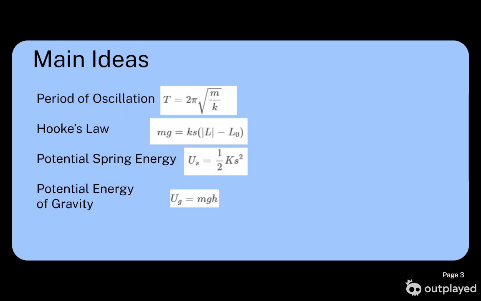to create a model of oscillation. Main ideas: we have the period of oscillation, which is given by 2 pi square root of mass over k. We have Hooke's law, which is mg equals ks, where s is L minus L naught. Potential spring energy, which is 1/2 k s squared, where that k is not to be mistaken with the previous k stated. That the k in that is the kinetic energy and not the spring stiffness. And then the potential energy of gravity is mgh.